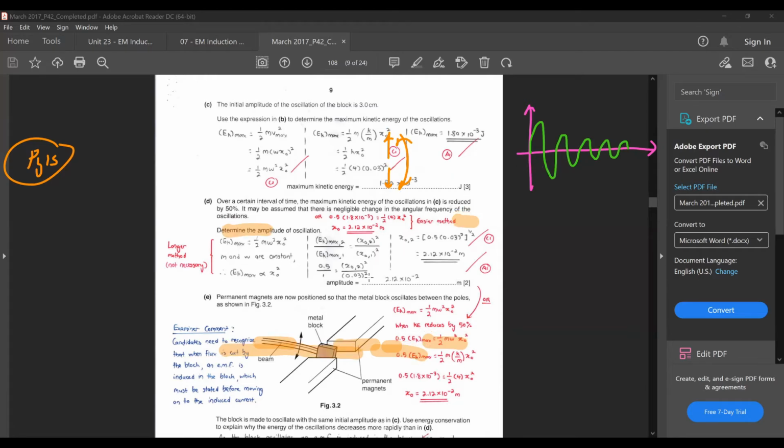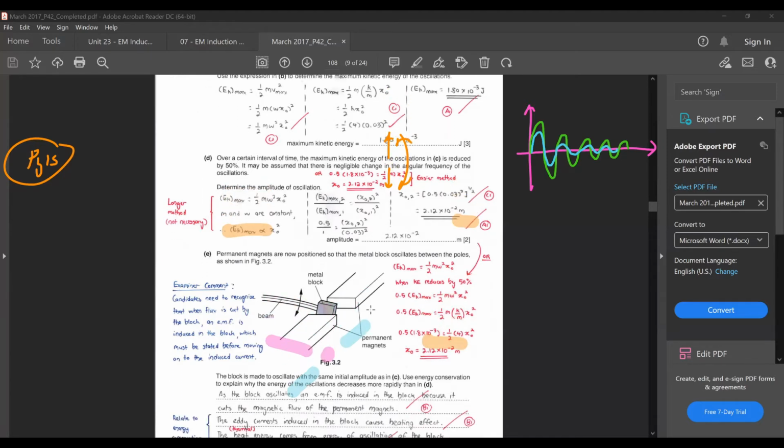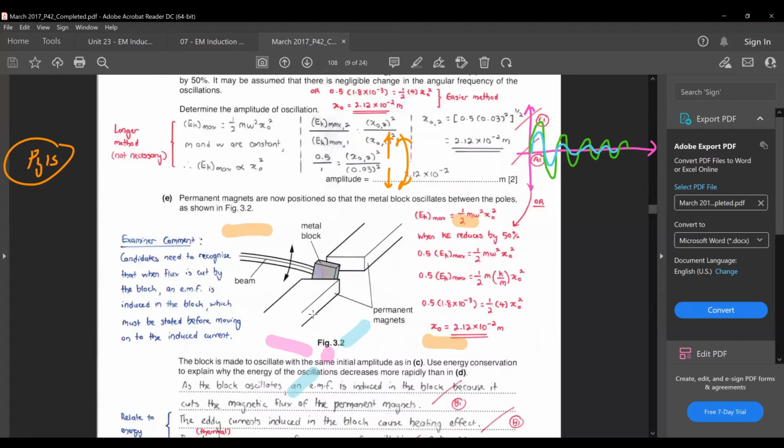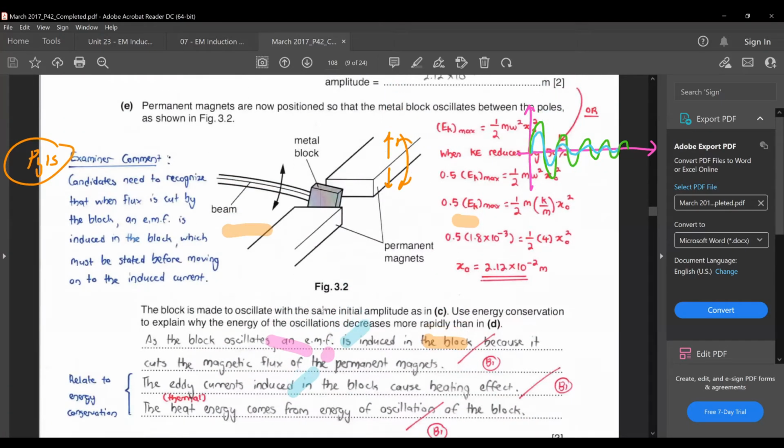So right now, they're telling you, what if I have the same beam and same block, and I place it in between two magnetic poles, and then I let it oscillate the same as before? What they said was that when I let it oscillate between the magnetic poles, the amplitude of oscillation will also decrease, but it decreases much more rapidly compared to before. So they're asking you to explain why, when I place it between the magnetic poles, the oscillation seems to have its amplitude decreasing even more rapidly.